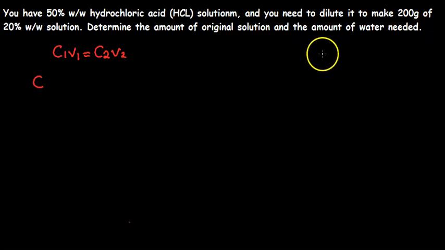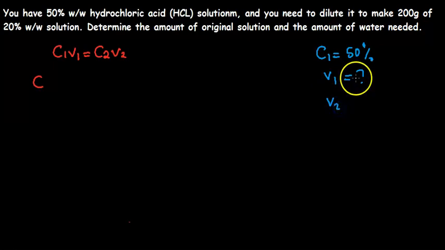From the question given, you have 50% weight by weight hydrochloric acid. Our C1 is going to be 50%. What about V1? V1 is unknown. What about V2? You need to dilute it to make 200 grams. In this case, V2, that is final solution, is going to be 200 grams. What about C2? To make 20%. This is the final concentration, which is 20%.